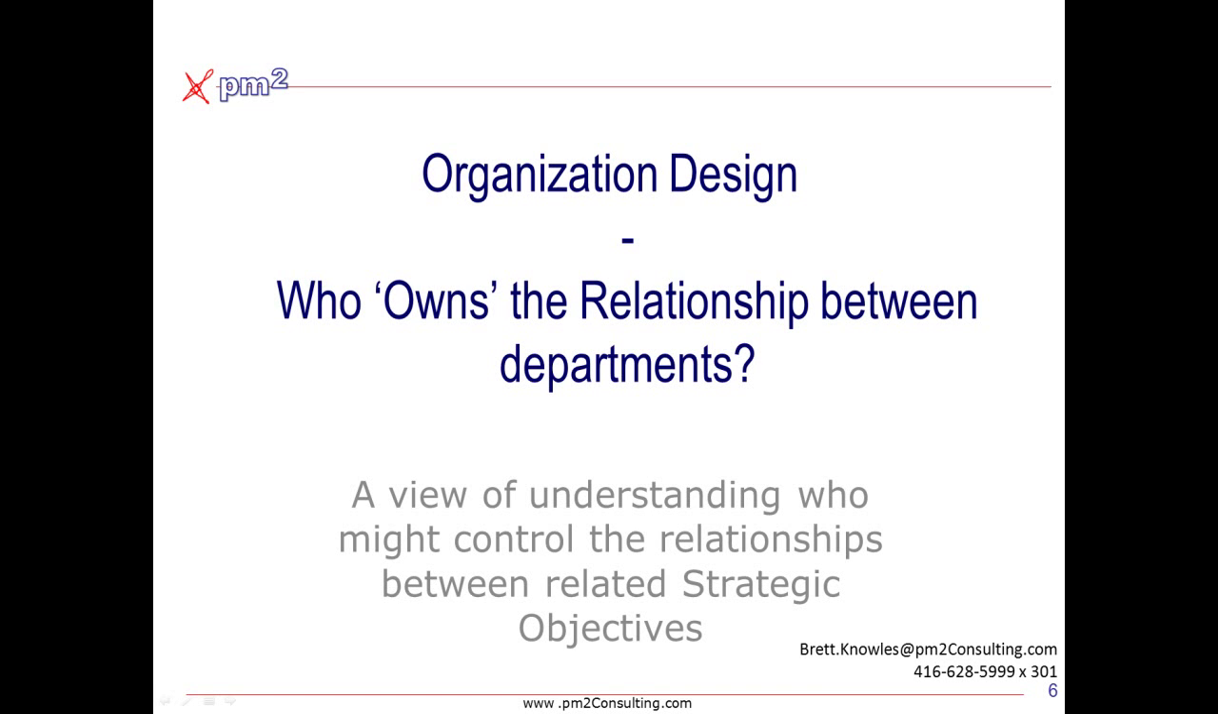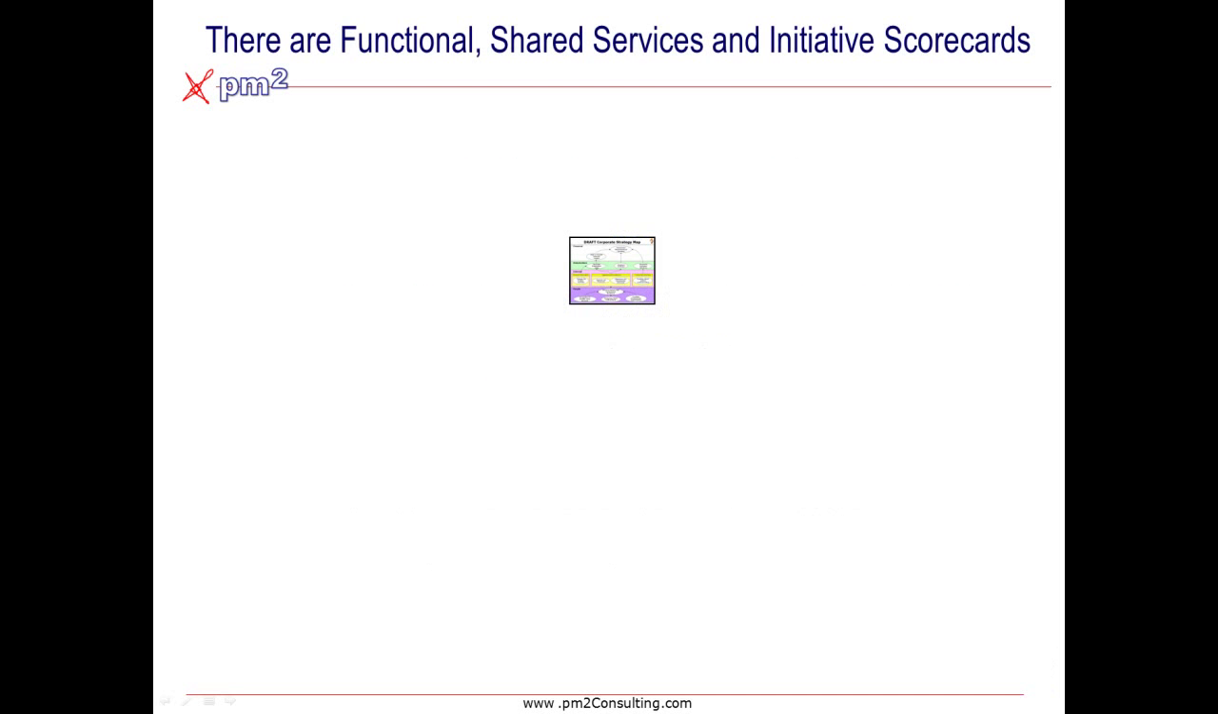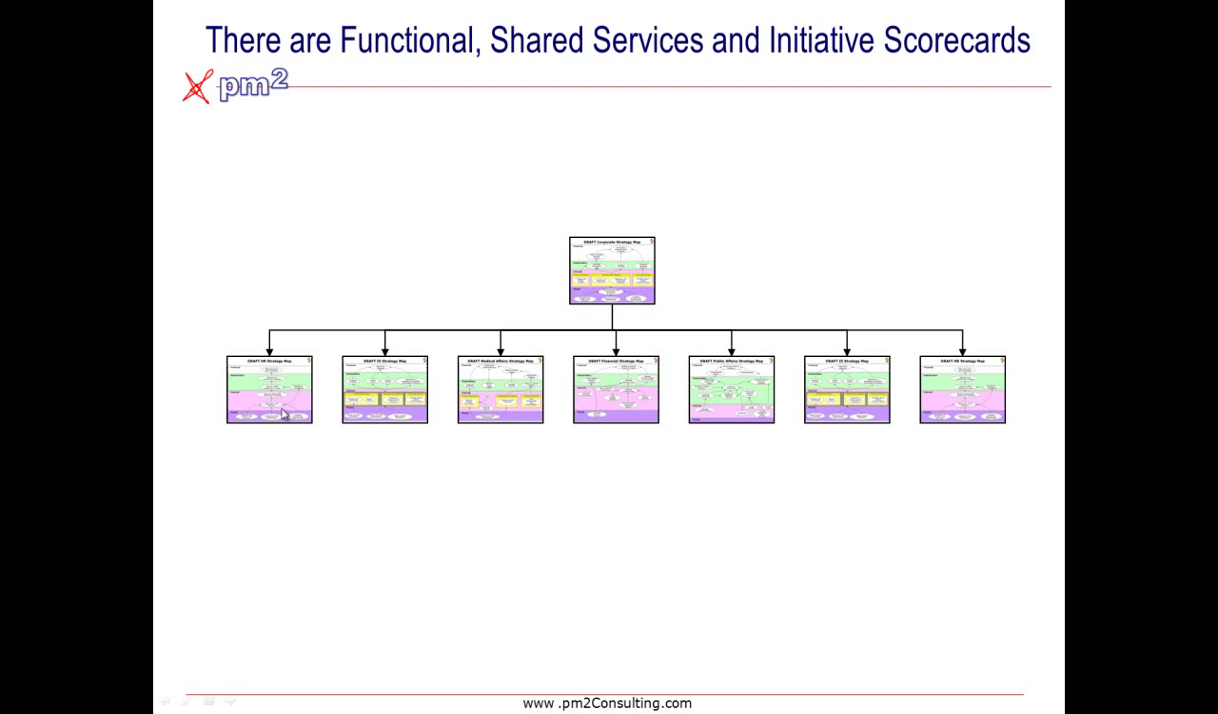This short vignette reviews how we can begin to think about relationships between departments and use the cascaded strategy maps as an organization design tool. Here's the issue. As we take a corporate strategy map and begin to drill it down to its related departments, of course we find that each department has a slightly different strategy map that describes how it responds to the corporate level strategic objectives. To learn more about this, listen to the Cascade vignette.